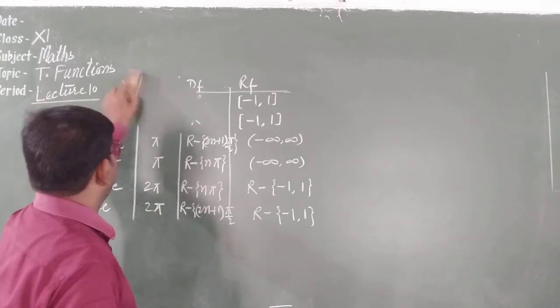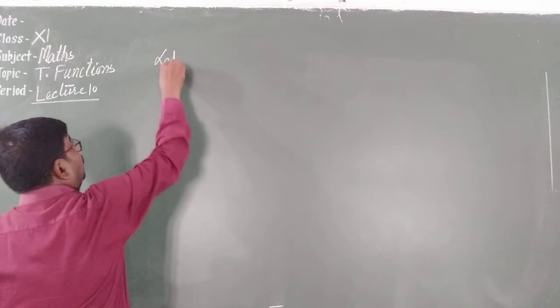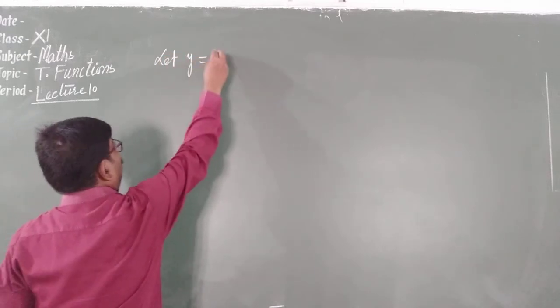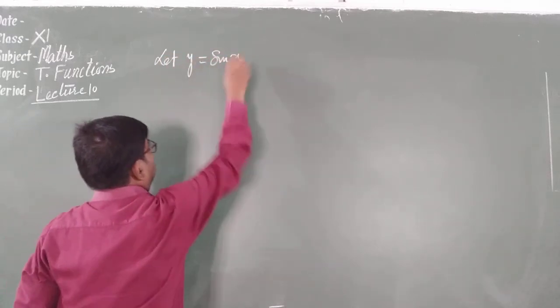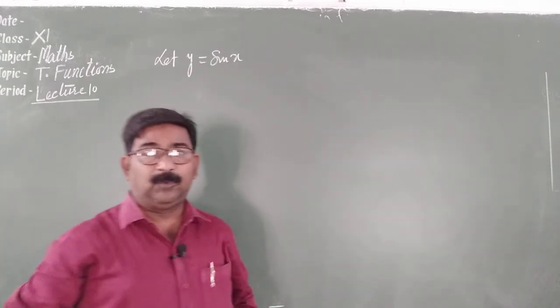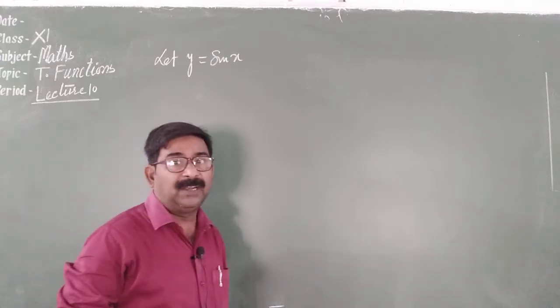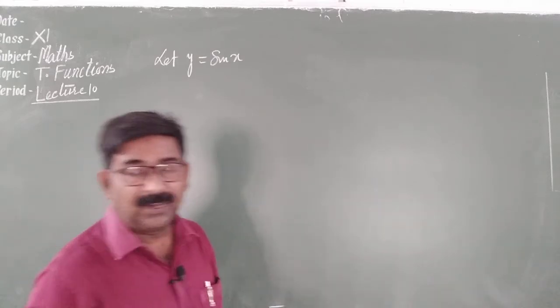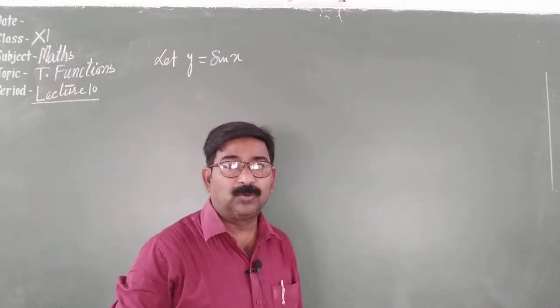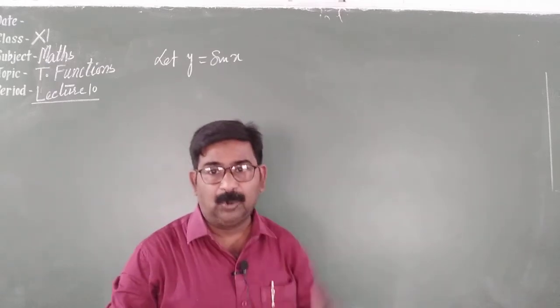Let y is equal to sin x. That is, f(x) is equal to sin x, and we have to plot the graph of this. In the table I told that its domain is all real and range is -1 to +1, which means its graph will not go above 1 and below -1.